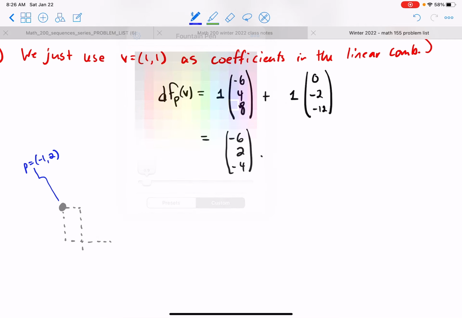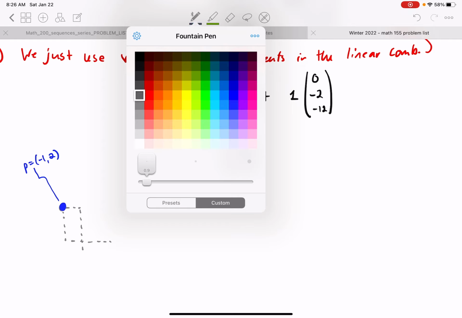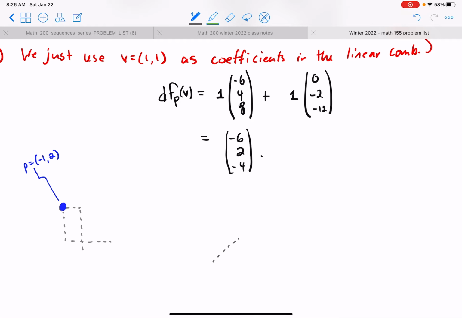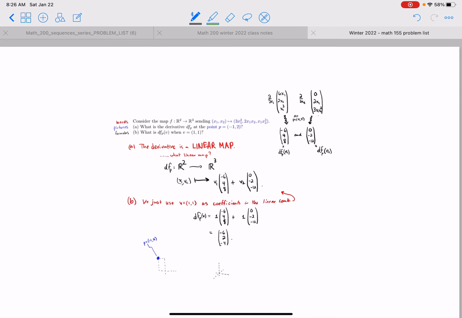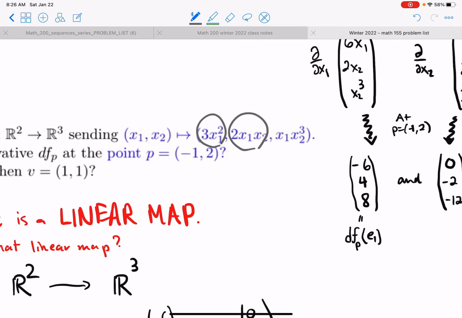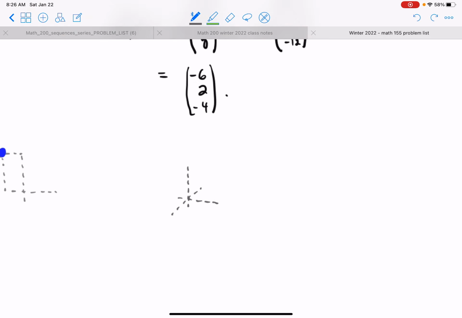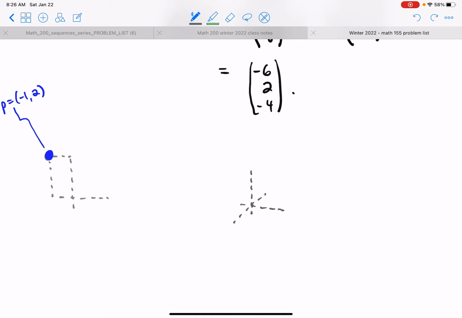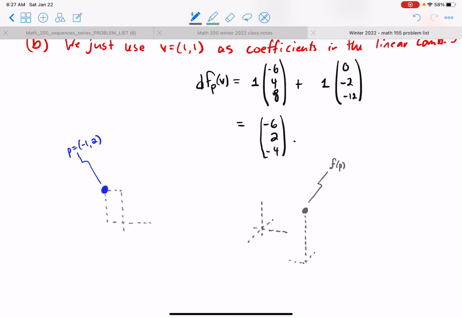And now our output space has to be three-dimensional. So now I don't really know exactly where f of p is. I could plug in -1 and 2 and get 3 actual numbers, and then I would know exactly where it is in 3 dimensions, like on my computer. But I don't really need that, so I'll just make up a spot for it. Maybe that's f of p. I'll put the label a little bit farther away. So there's p and there's f of p.